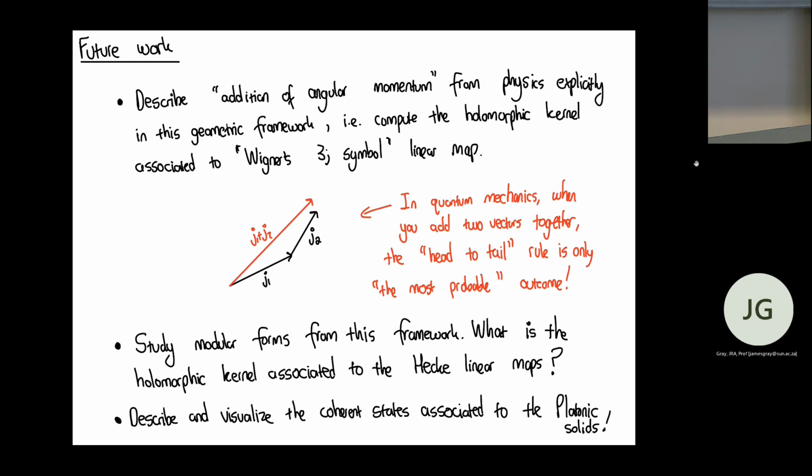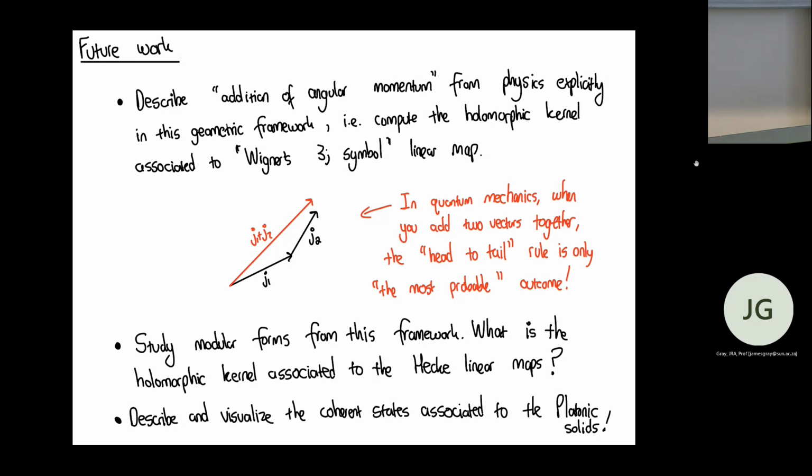Some other future work: I want to describe addition of angular momentum in physics explicitly in this geometric framework. In other words, to compute the holomorphic kernel associated to Wigner's 3J symbol linear map. Don't worry, that's a big mouthful. It's just an interesting, cool thing. When you study angular momentum in physics, in the end, you have a sort of physics model for the addition of vectors in three-dimensional space.